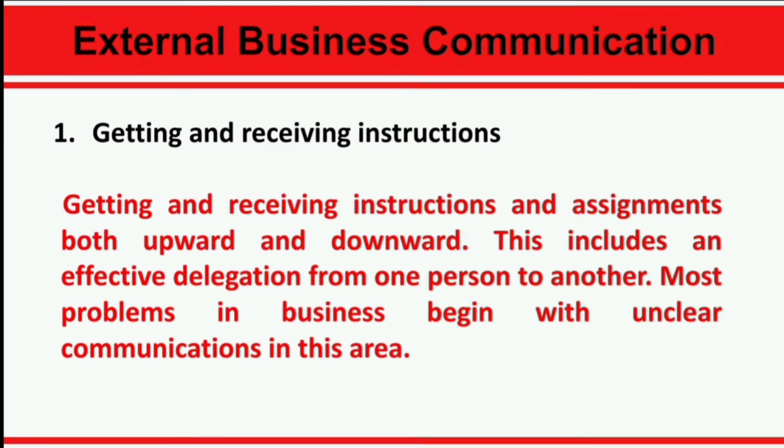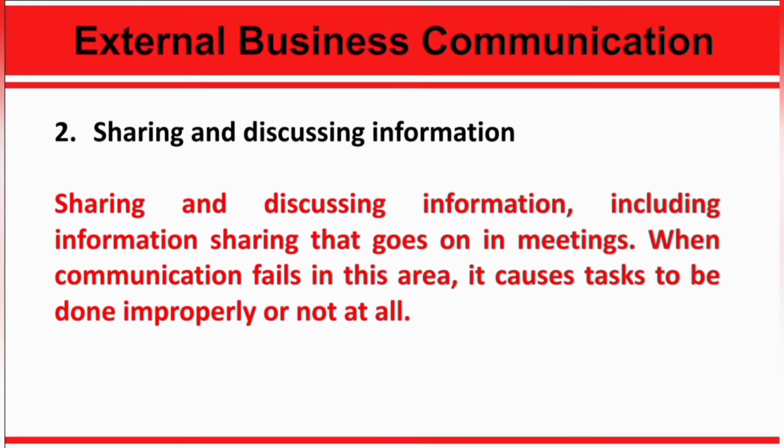External business communication. Number 1, getting and receiving instructions. Getting and receiving instructions and assignments both upward and downward. This includes an effective delegation from one person to another. Most problems in business begin with unclear communications in this area. External business communication. Number 2, sharing and discussing information. Sharing and discussing information, including information sharing that goes on in meetings. When communication fails in this area, it causes tasks to be done improperly or not at all.